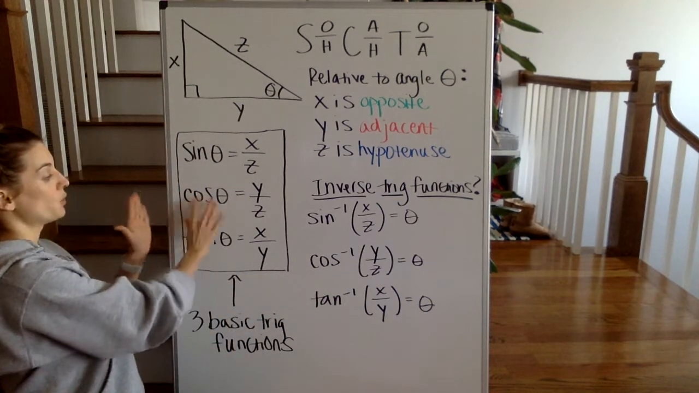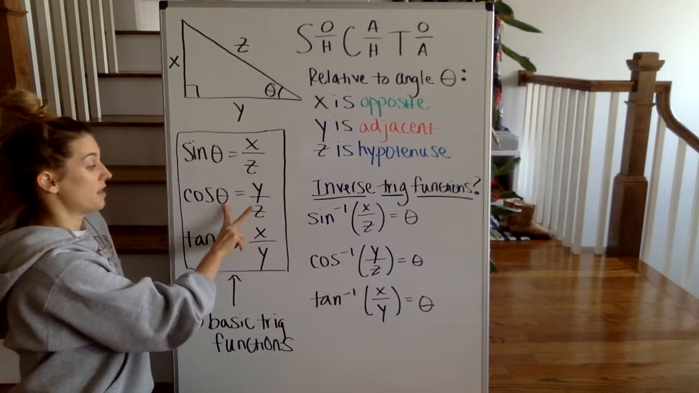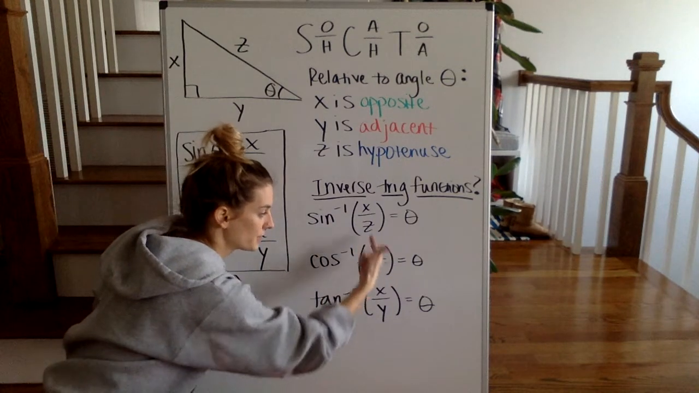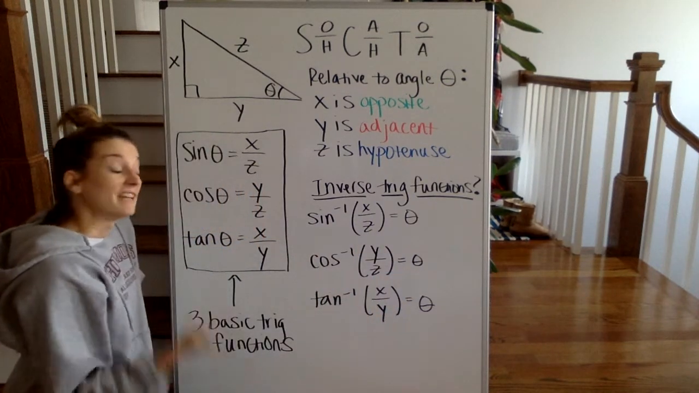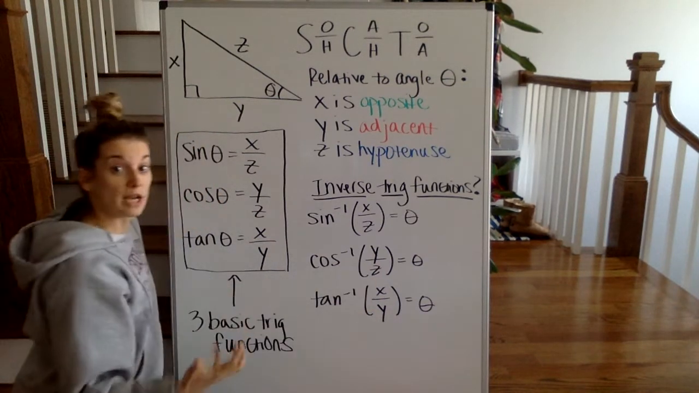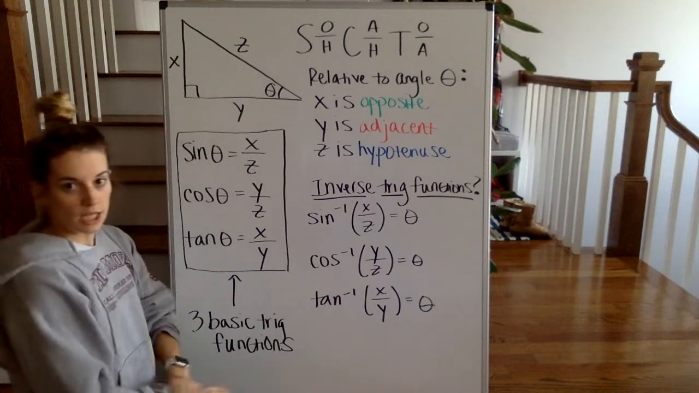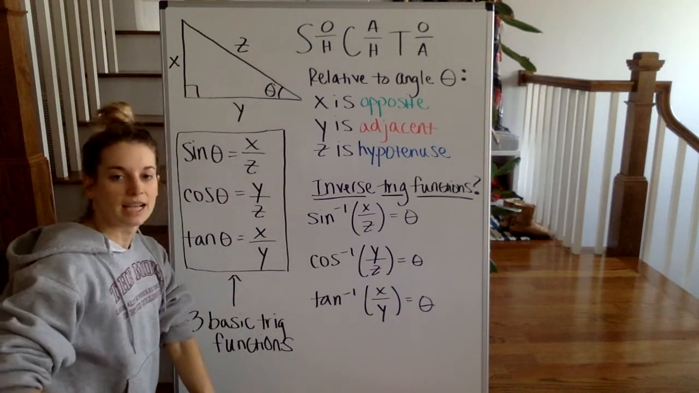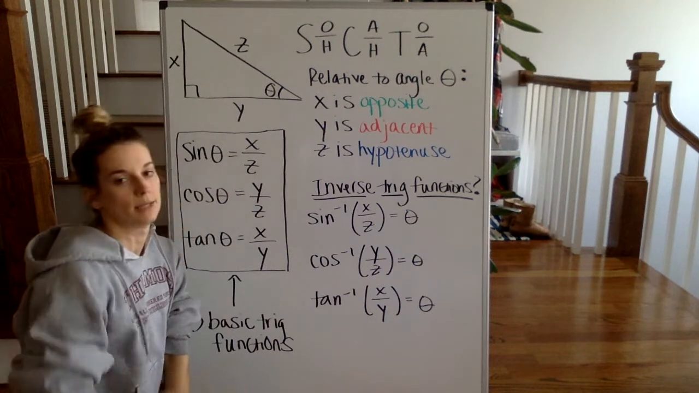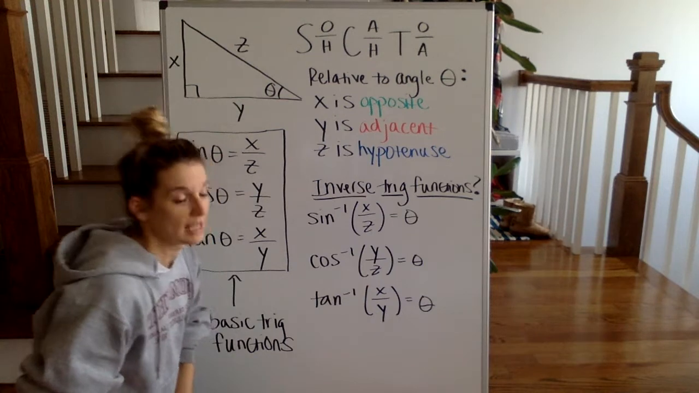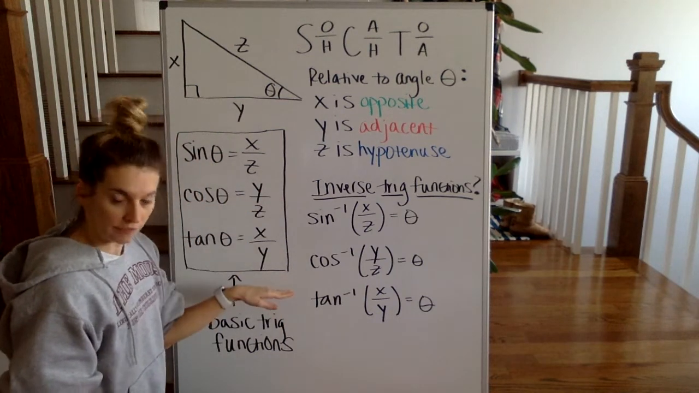Similarly, cosine inverse. What's happening with cosine of theta equals y over z? The theta and the ratio, they switch places, and now cosine inverse of that ratio equals theta. And finally, tangent inverse of x over y, the ratio, is equal to theta. So this is just a refresher on what we've already covered. It's coming back, and I have to introduce one new concept to you, and that is the concept of reciprocal trig functions.